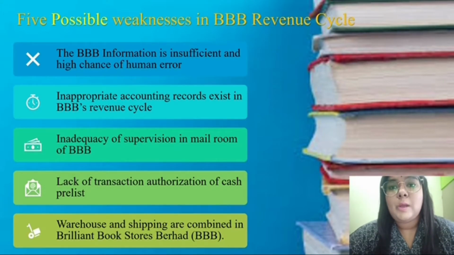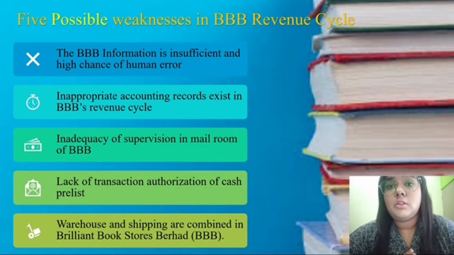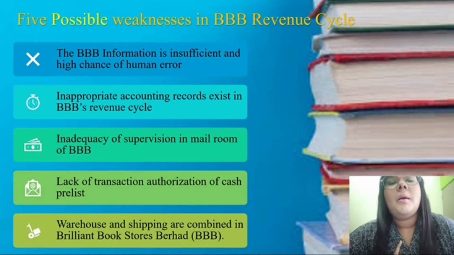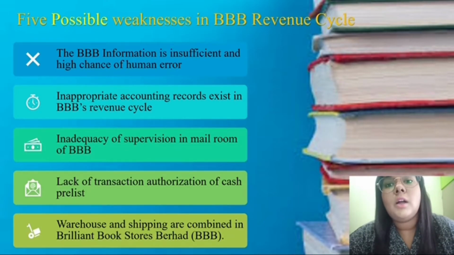The next one is inappropriate accounting records in the BB revenue cycle. On receipt of the invoice from the billing department, the accounts receivable and inventory control should use the departmental monitor or terminal clerk to post the transaction respectively to the subsidiary ledger. But in Brilliant Bookstore Berhad, only the accounts receivable clerk is responsible for updating the subsidiary ledger. So by this, they can misuse the source document.